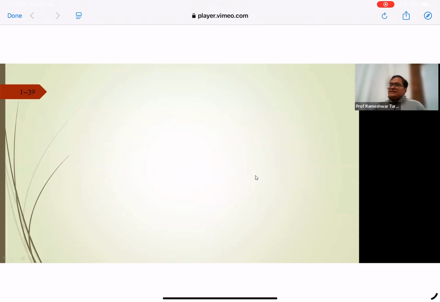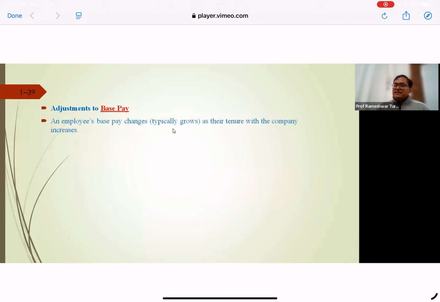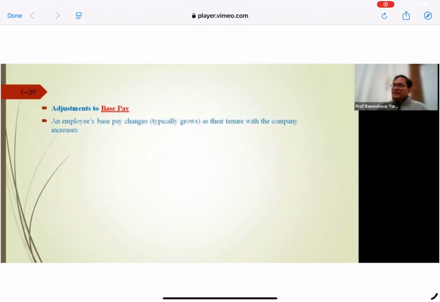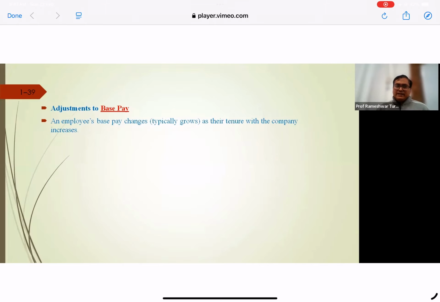How does this base pay get adjusted across the globe? This is again an important thing. How do changes in base pay happen? An employee's base pay typically grows as their tenure with the company increases. They may get promotions, and with those promotions the base pay increases. Or every year there are also some basic increases. In government, 3% it will increase. Okay. So seniority wise, it increases.